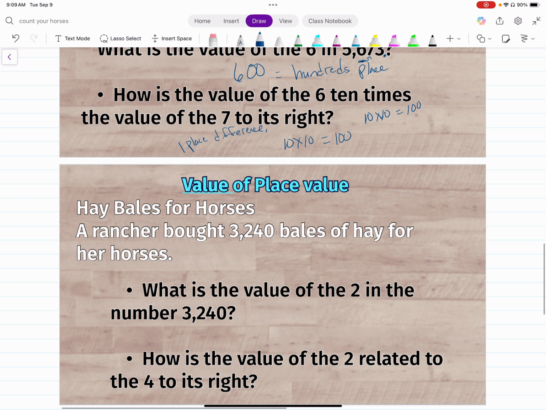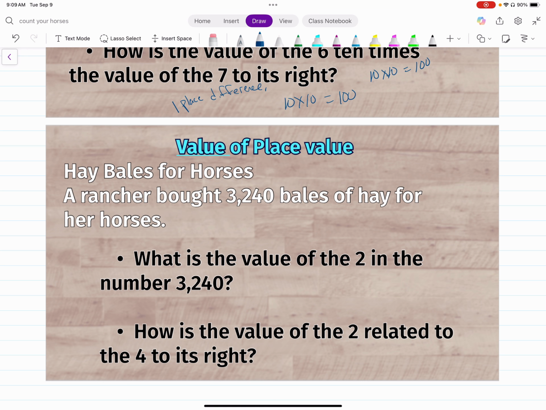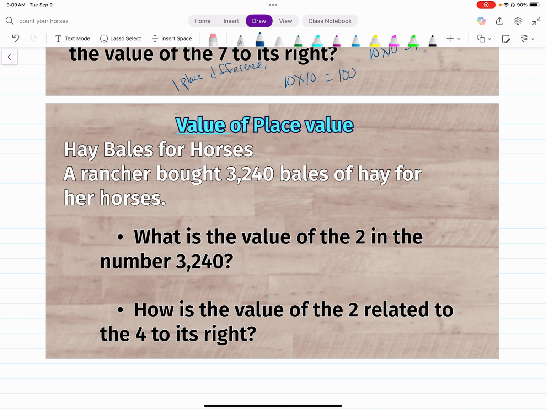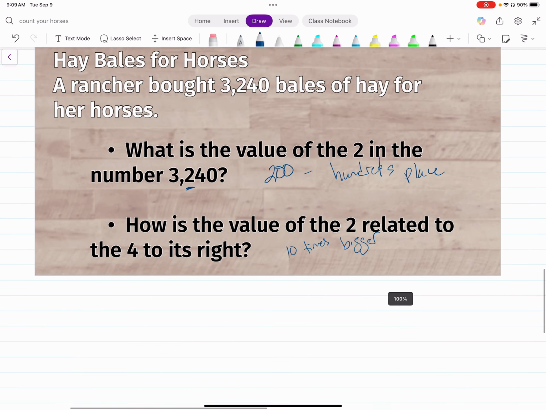All right, let's look down here. Hay bales for horses. A rancher bought 3,240 bales of hay for her horses. What is the value of the two in the number 3,240? Well, we've got, again, a 2 in this place here. We know the value of that is 200, so it's in the hundreds place. Okay. How is the value of the 2 related to the 4 to its right? Well, it's 10 times bigger. These aren't the best questions that we have here for an example.